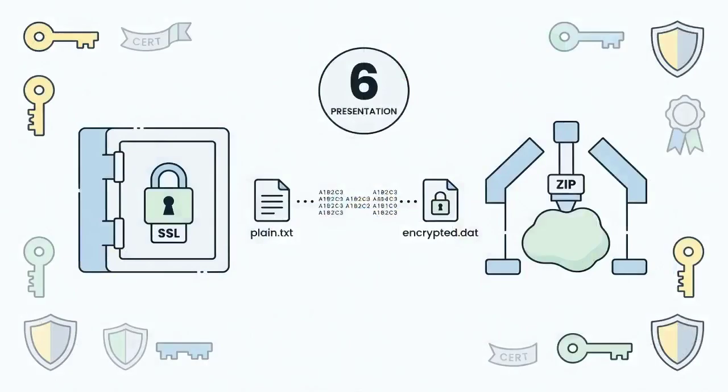Layer 6 is the presentation layer, the translator and bouncer. It encrypts data for security, compresses it for speed, and formats it so the receiving application can actually understand it.